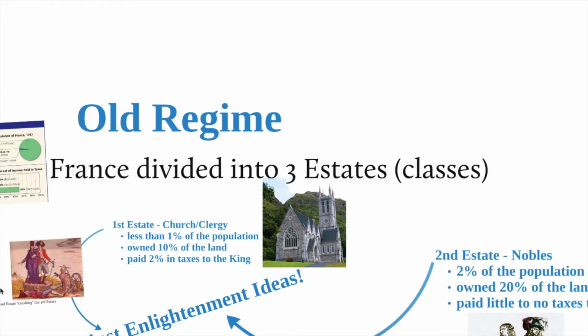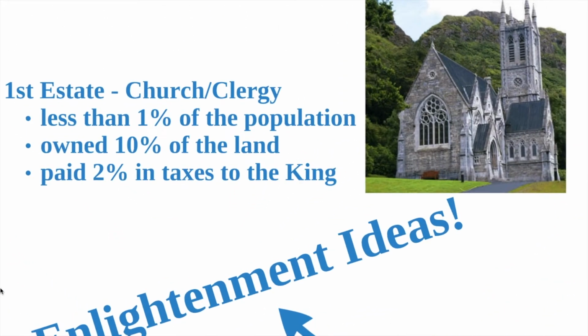Now, first estate's slightly different because you had to become a member of the church, but we're not going to really get that specific. So there are three estates. We're going to start at the very top and talk about each of them. The first estate is the church, or as we can refer to them, the clergy. People who work for the church, people who are in the church. Not members of the church like you go to church, but people who work for and within the church.